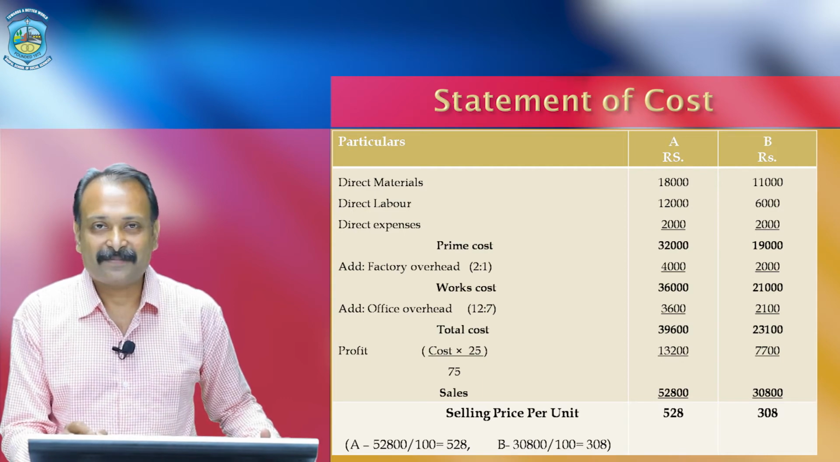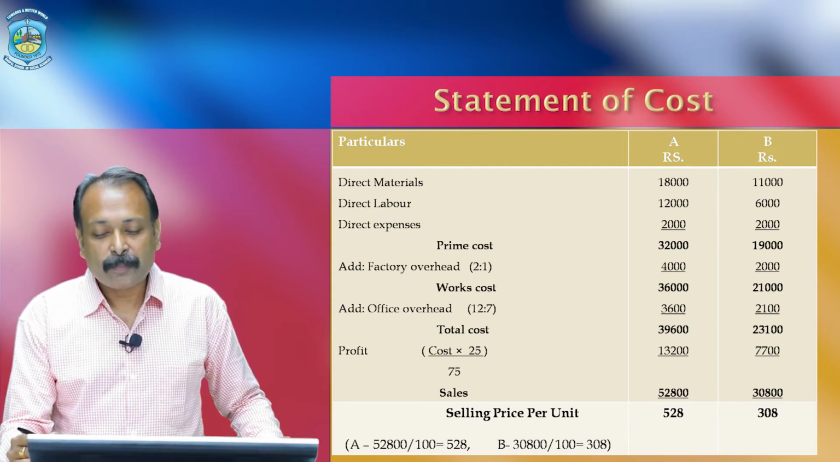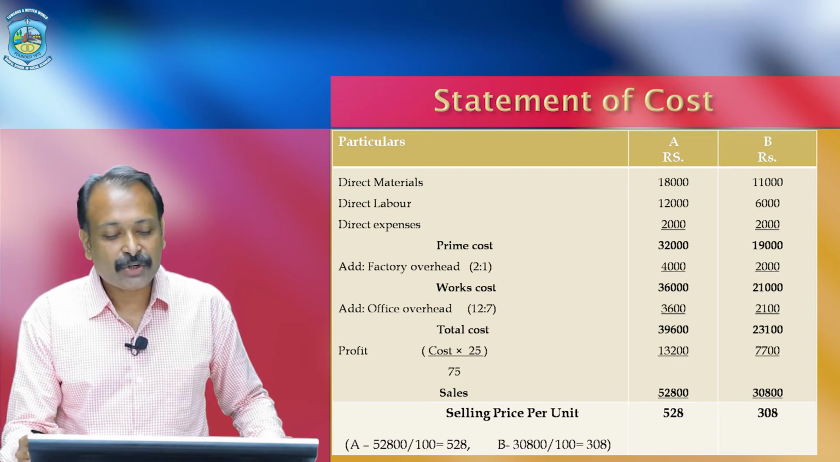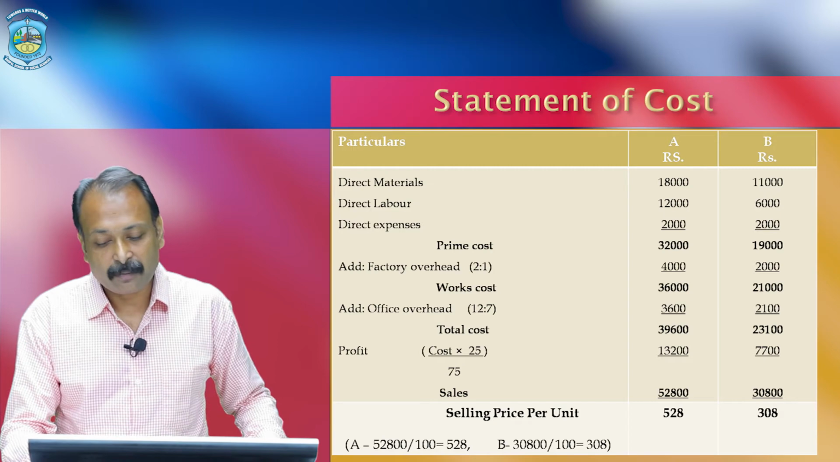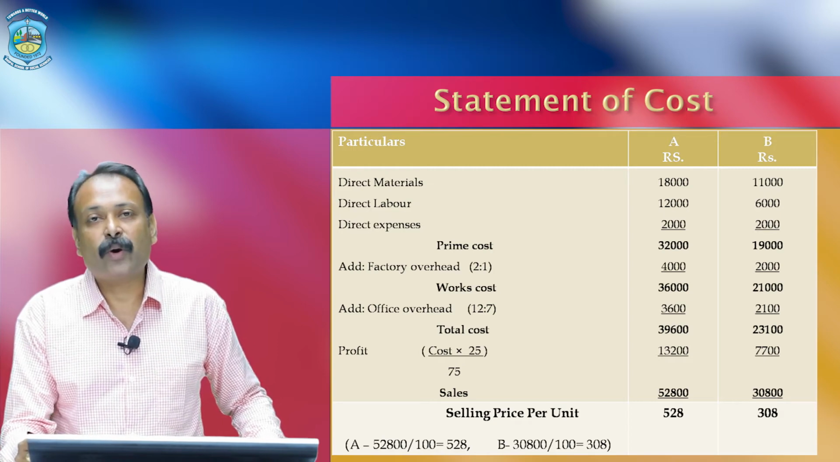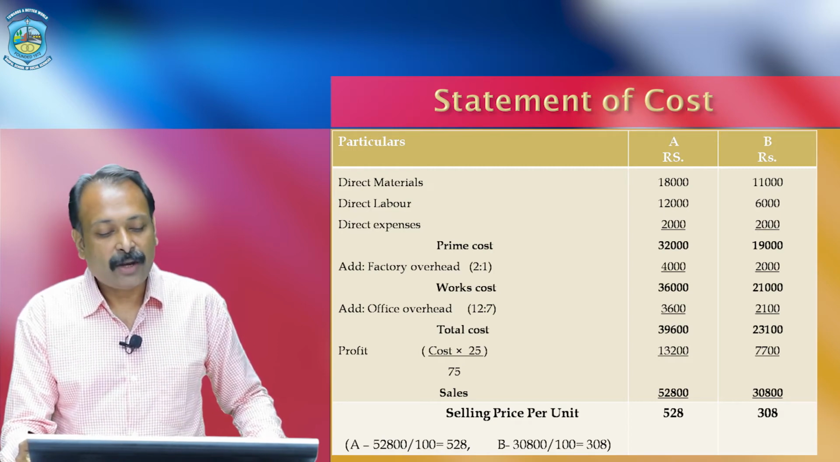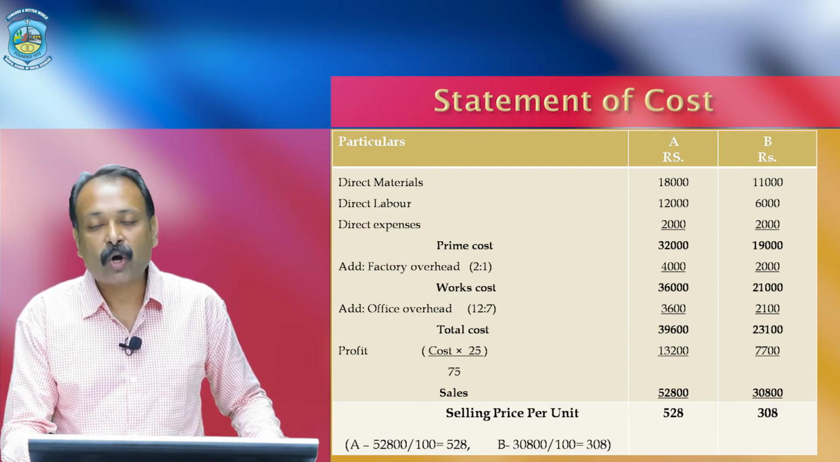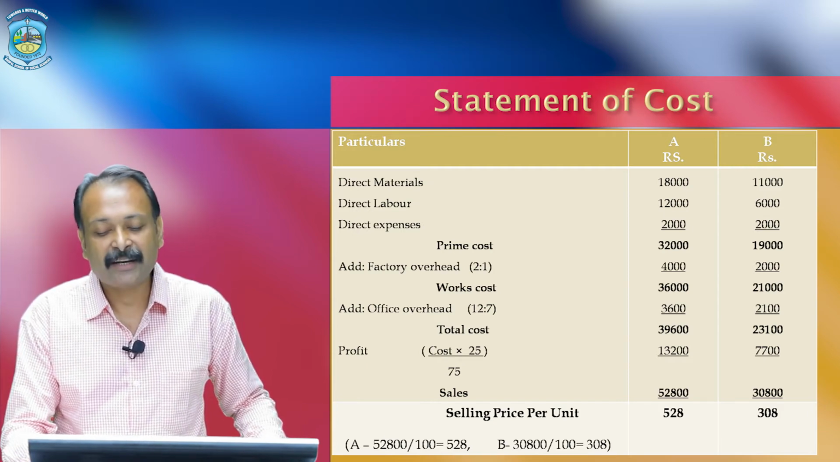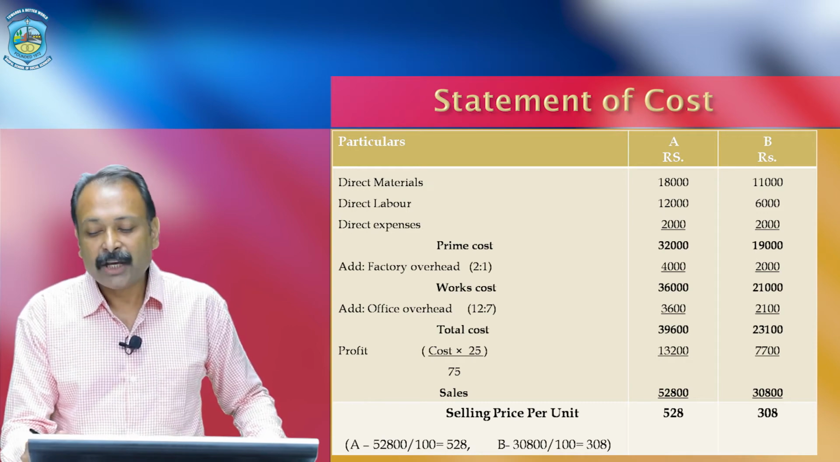So the office expenses are going to be distributed in the ratio of 12 is to 7. When we distribute rupees 5,700 in the ratio of 12 is to 7, the amount comes to 3,600 for machine A and 2,100 for machine B. When office overhead is added to work cost, we get the total cost, which is 39,600 for machine A and 23,100 for machine B.